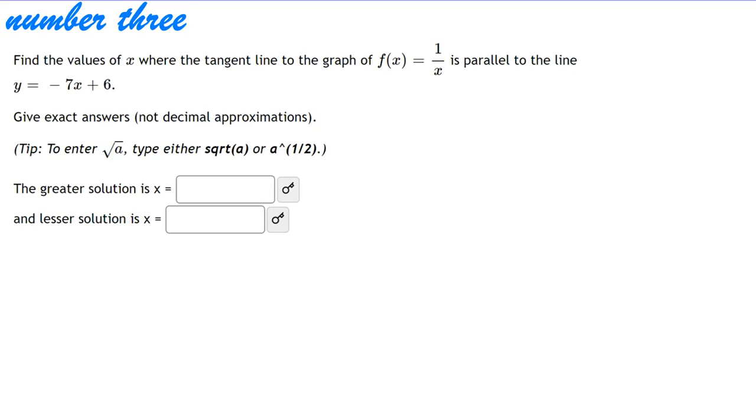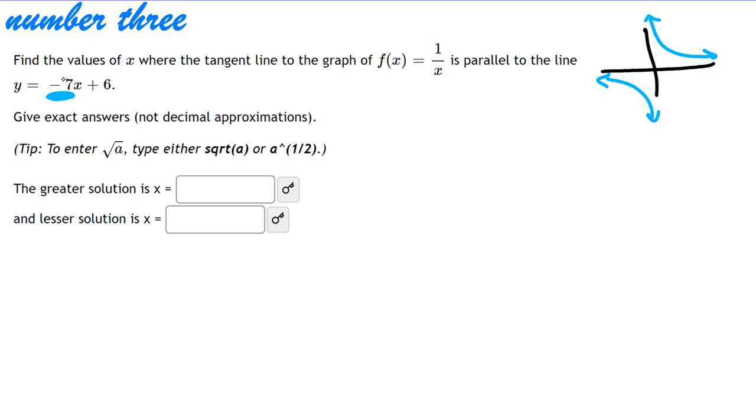Here's number 3. Find the values of x where the tangent line to the graph of f of x equals 1 over x is parallel to the line y equals negative 7x plus 6. Okay, let's visualize this. So f of x equals 1 over x looks something like this. It's a rational function. We're supposed to find the point where the tangent line is parallel to the given line that has a slope of negative 7. So we're looking for the point or multiple points where the tangent line slope is negative 7.